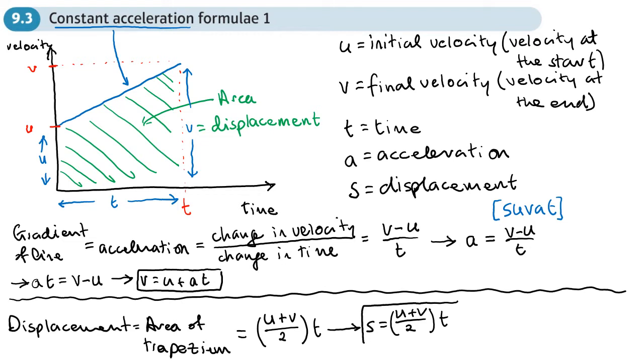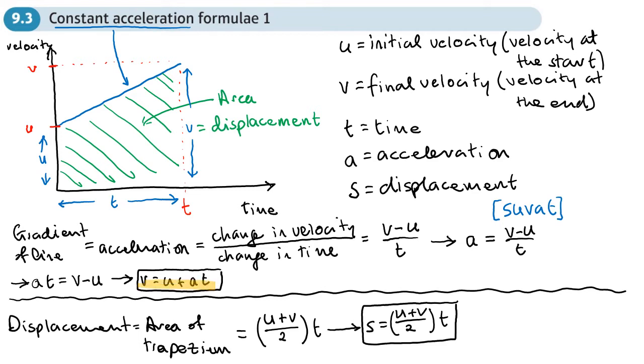and this is our second SUVAT equation, because it involves S, U, V and T, so a different combination of letters. So both of these equations have come from this graph, and we can use these equations to solve problems. Now these are all in the formula book, but if you use them lots and lots, you'll just remember them, and it's actually quicker if you remember them rather than having to flick back to the formula book.